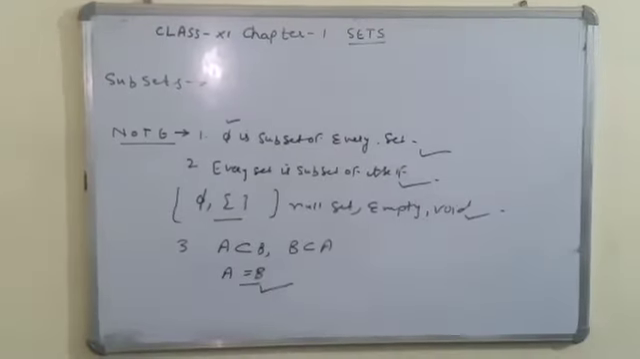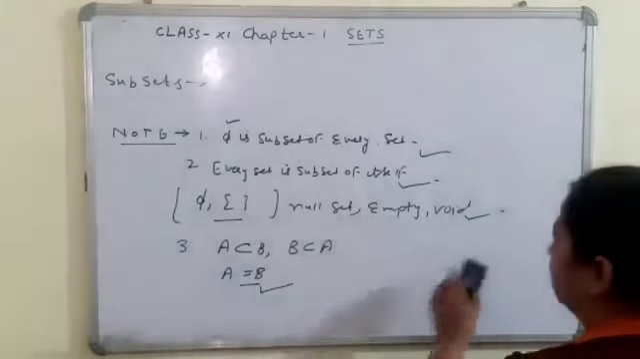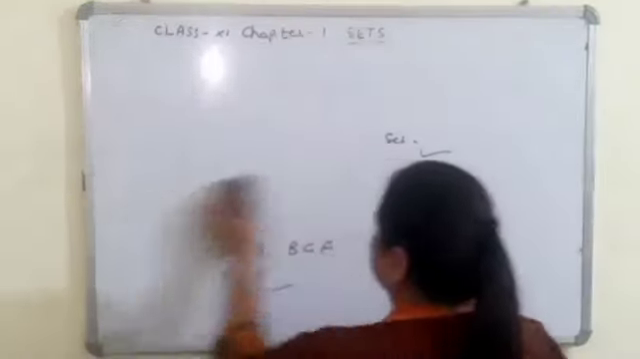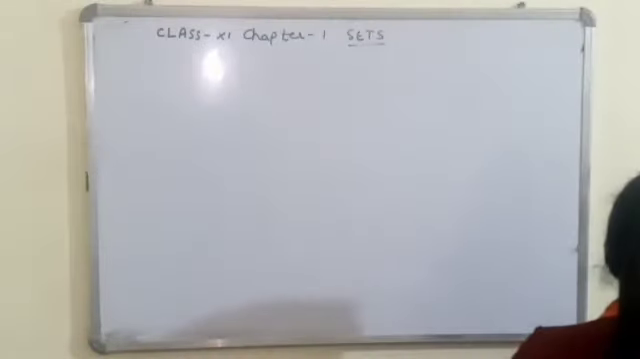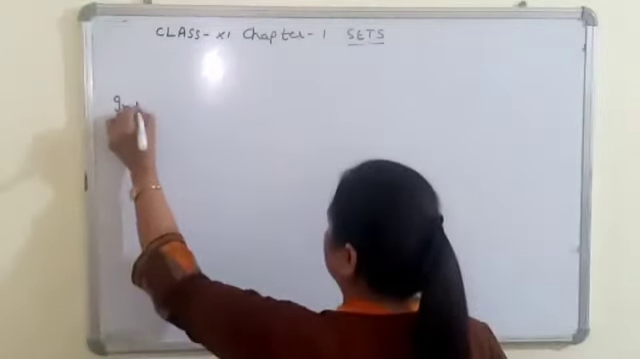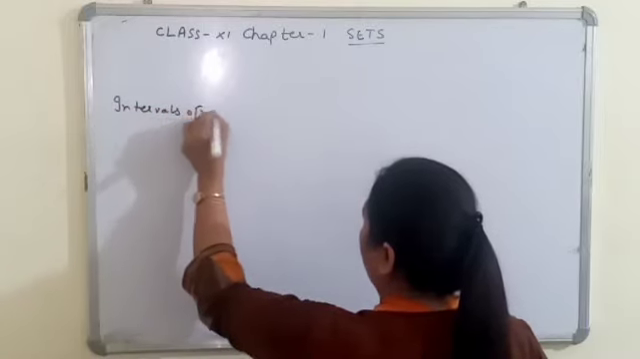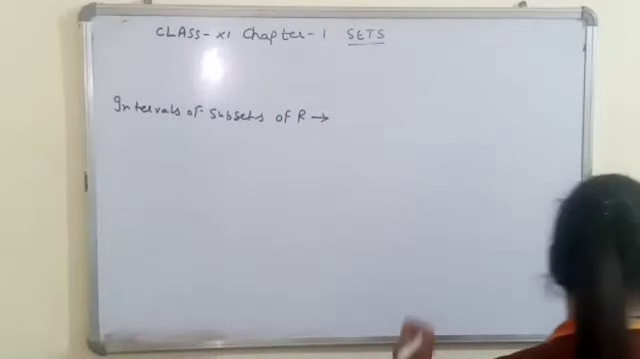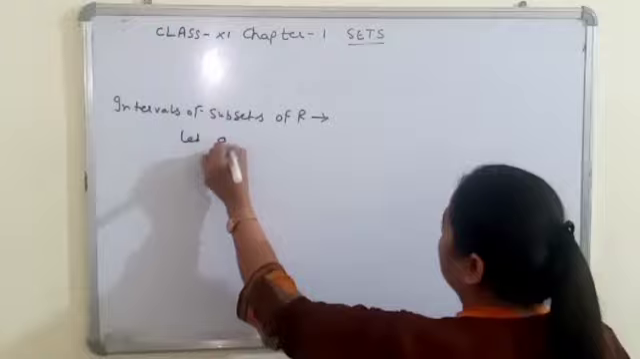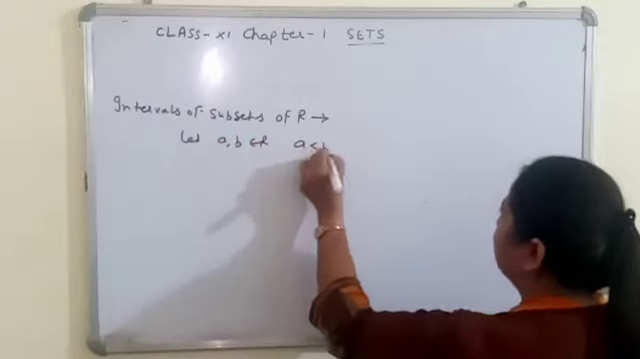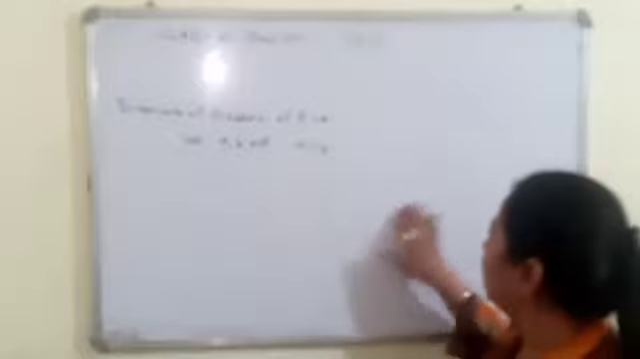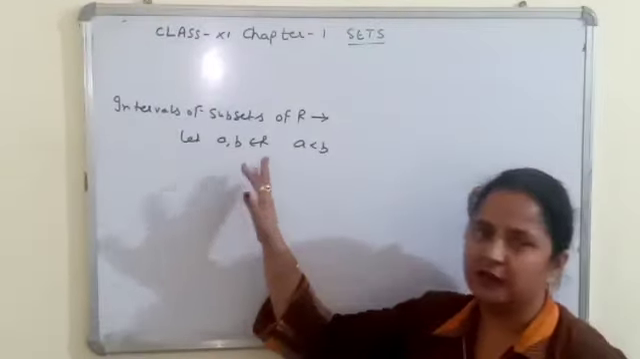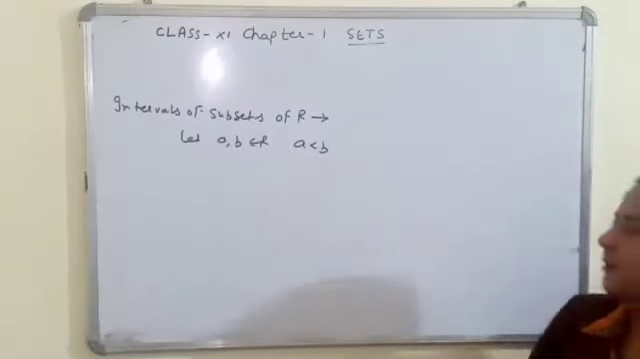Now this was the definition of subsets. Second topic is intervals as subsets of R. R is the set of real numbers here. Let a, b belong to R and a less than b. We have to write an interval, a set in which a and b belong to R. They both are real numbers and a is less than b.